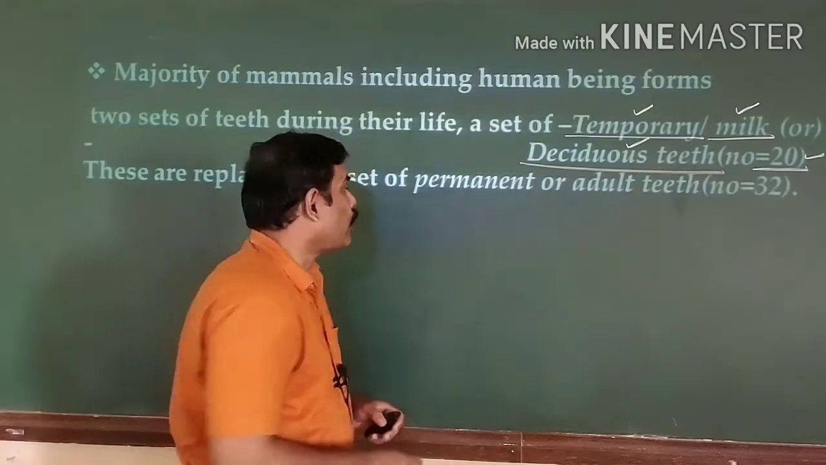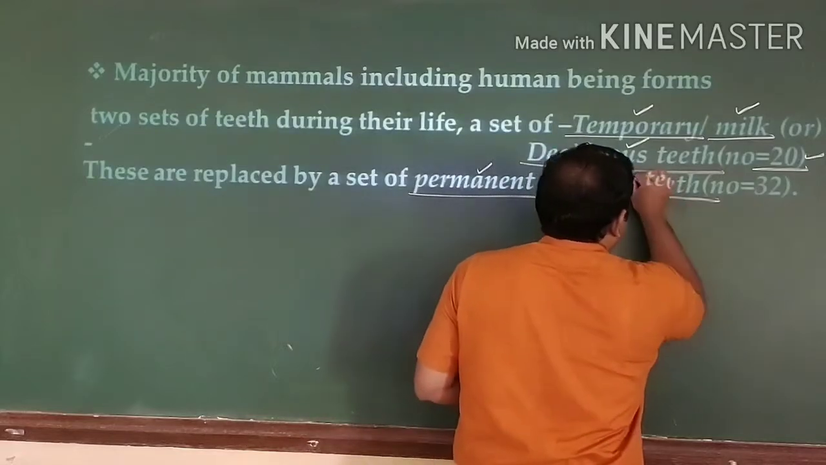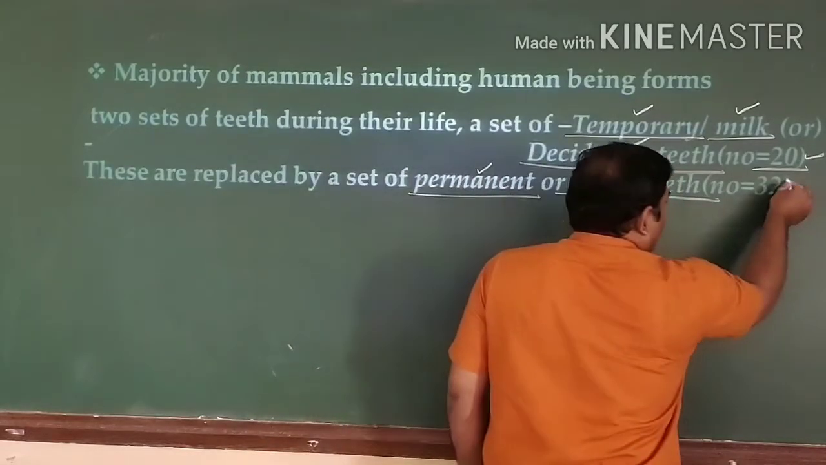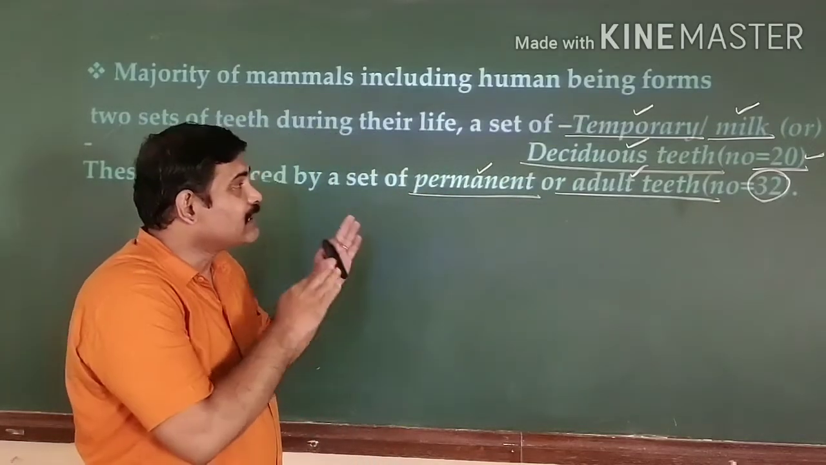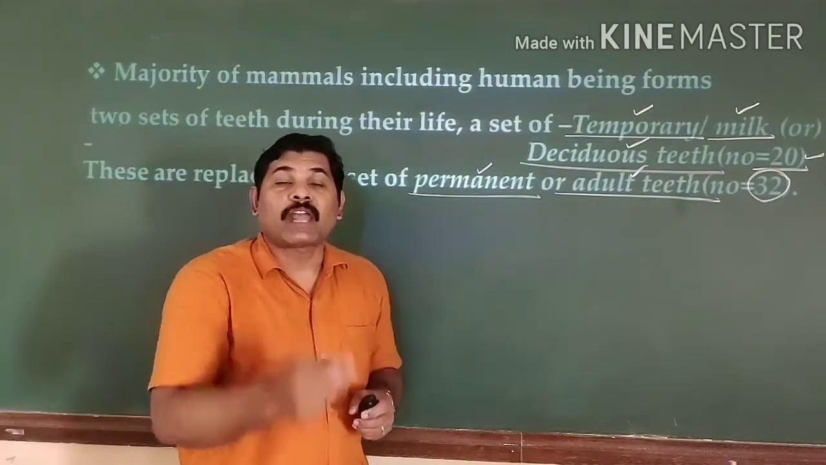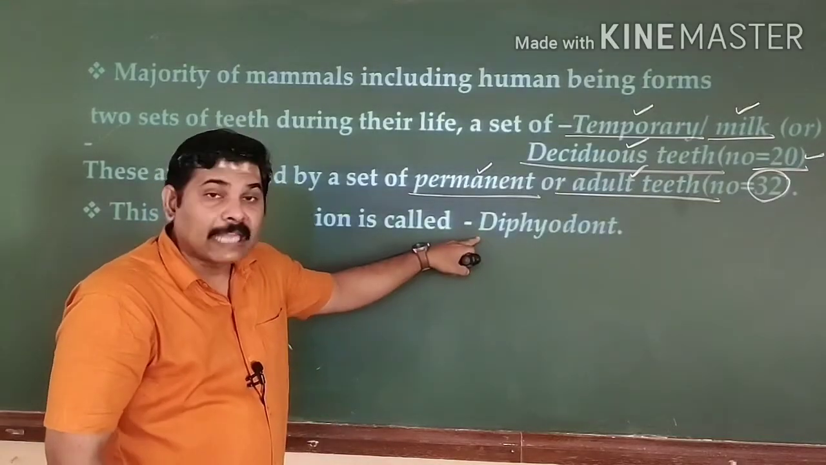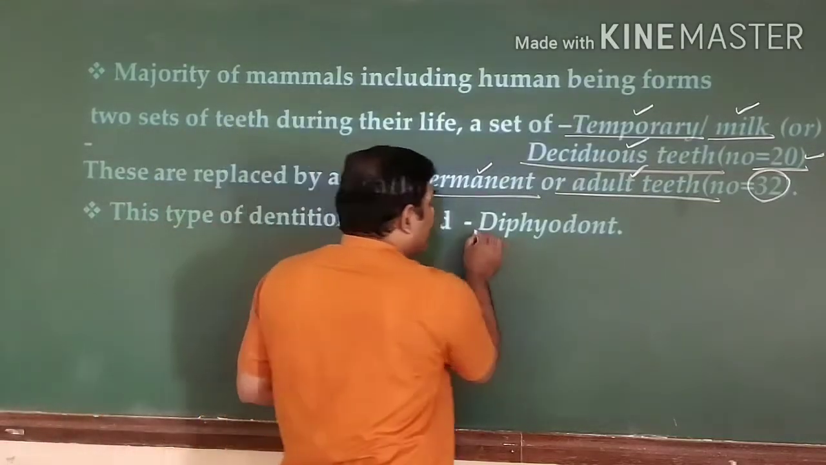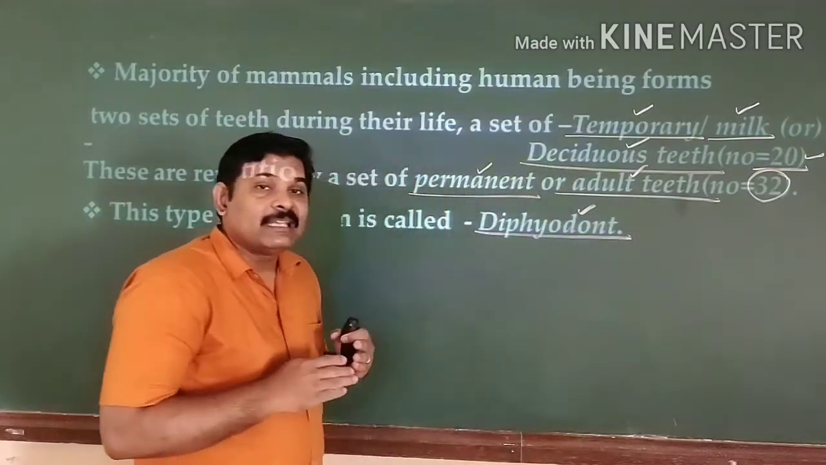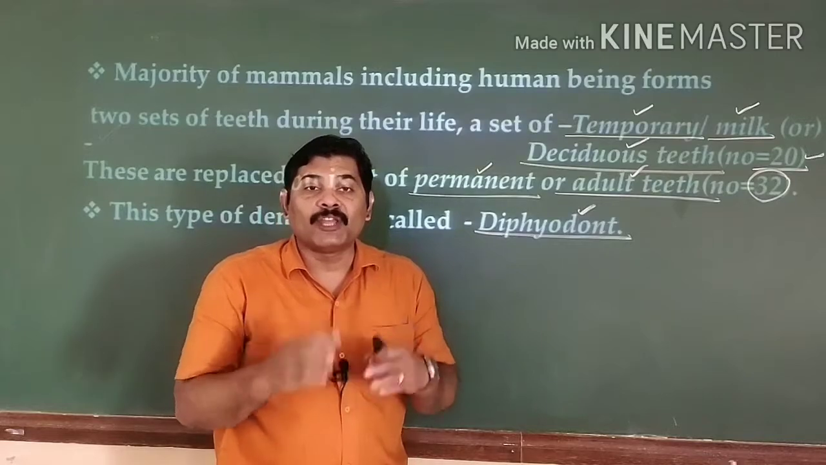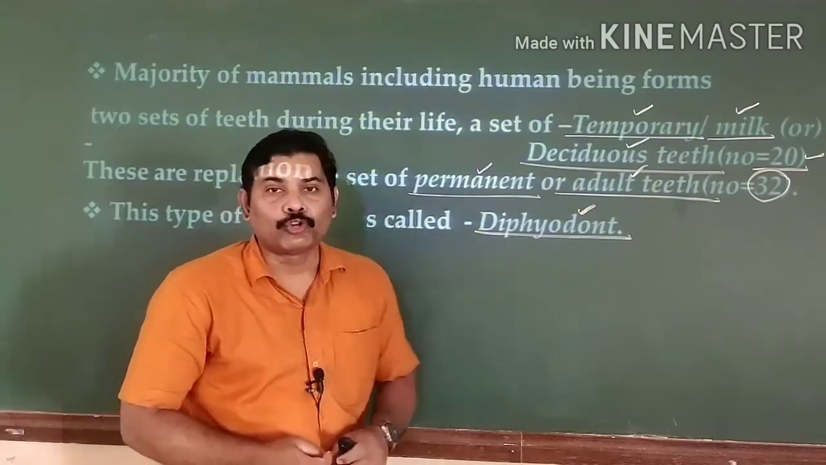Such kinds of teeth are known as the permanent teeth, or the adult teeth, and these adult teeth are 32 in number. Since these teeth grow 2 times in your body, such teeth are known as diphyodont. Di means 2 times, diphyodont. So if the teeth in any animal grow 2 times, they are known as diphyodont.